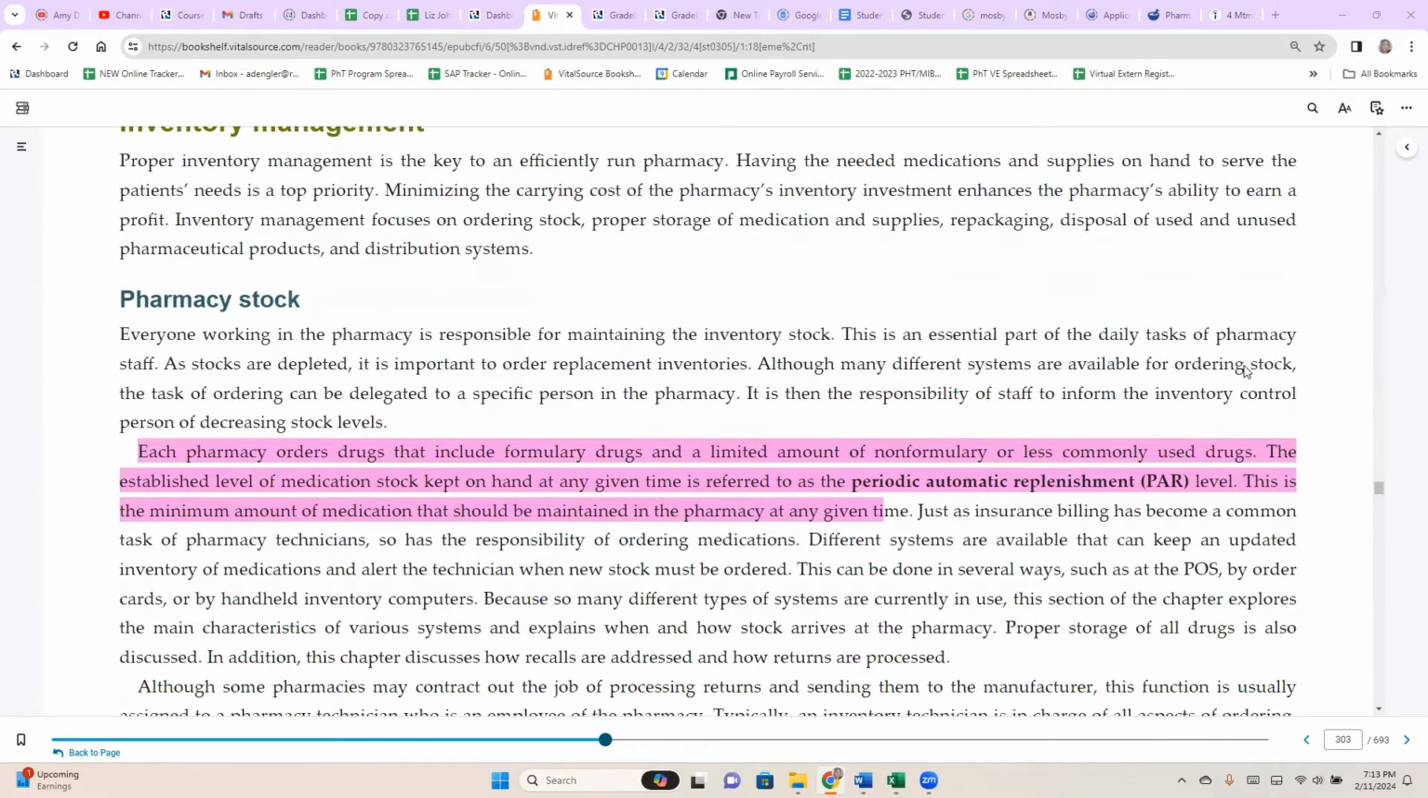Everyone in the pharmacy is responsible for maintaining the inventory. Stock is an essential part of our daily tasks as a pharmacy technician or just in the pharmacy in general. As stocks are depleted, it's important to order replacement inventories. Each pharmacy orders drugs that include formulary drugs and a limited amount of non formulary or less commonly used drugs. The established level of medication stock kept on hand at any given time is referred to as the periodic automatic replenishment level. This is the minimum amount of medication that should be maintained in the pharmacy at any given time.